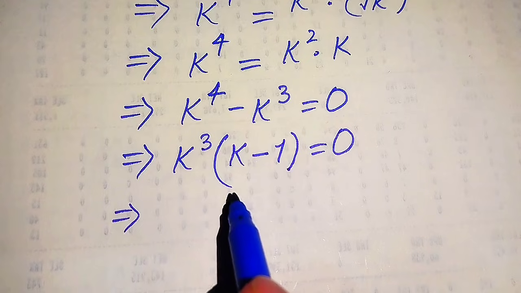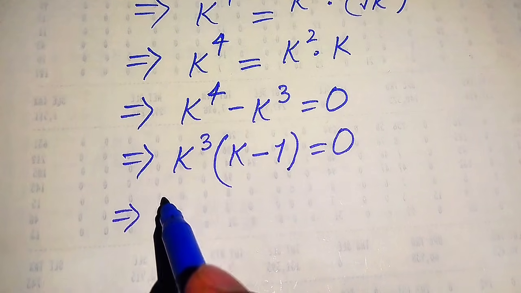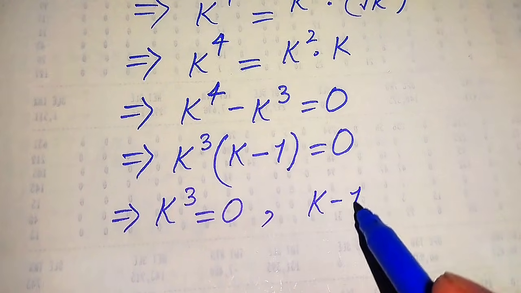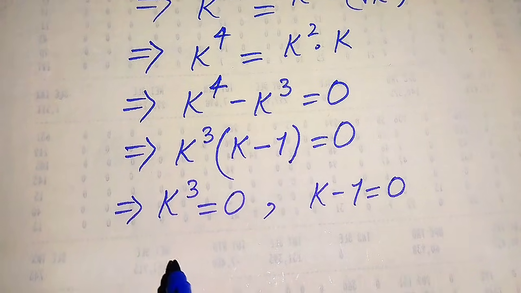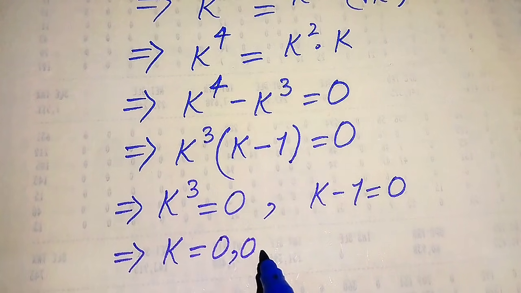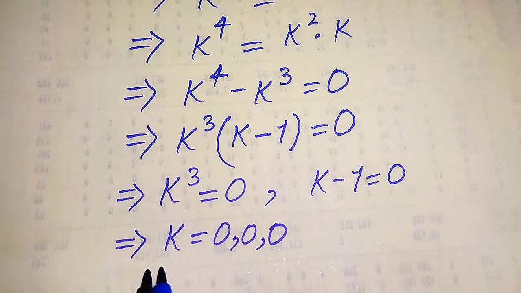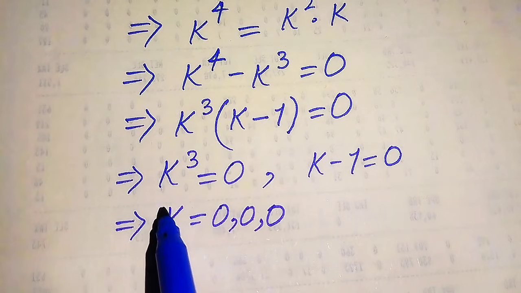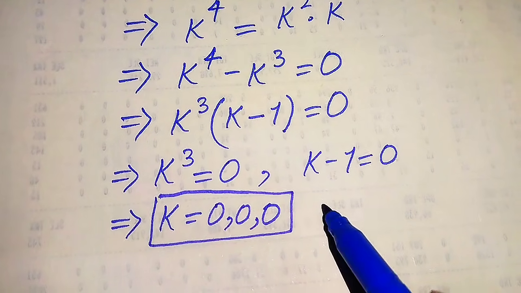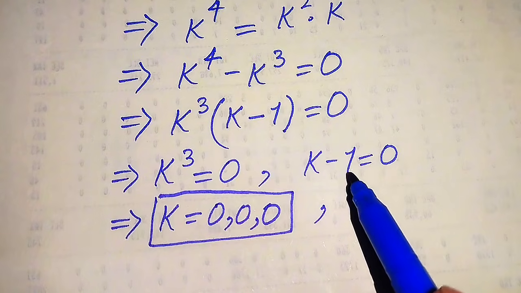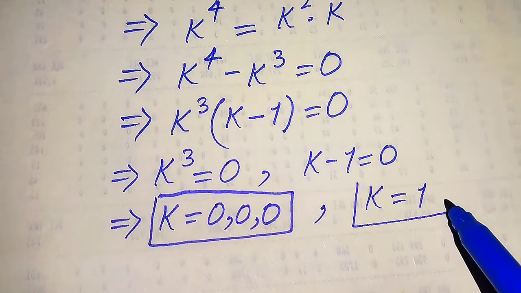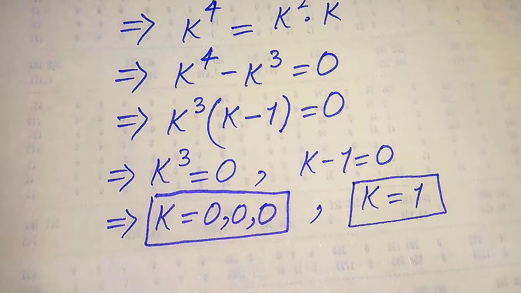So here we divide this equation into two cases. The first case is k cubed equals 0, and the second case is k minus 1 equals 0. From here we easily get k equals 0, 0 and 0, because this is a cubic equation or third order equation. It means that k equals 0 three times. These are three roots of the given equation, and from here we get the fourth root. We move this minus 1 to the right hand side and we get k equals plus 1. So this is the fourth root of the given equation.